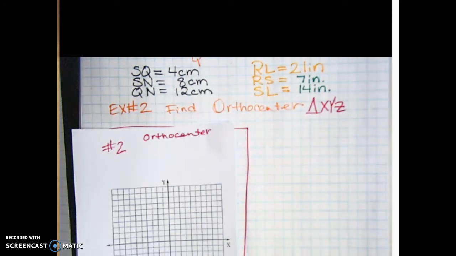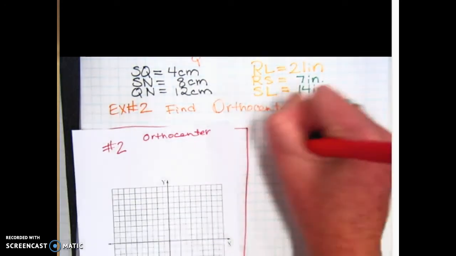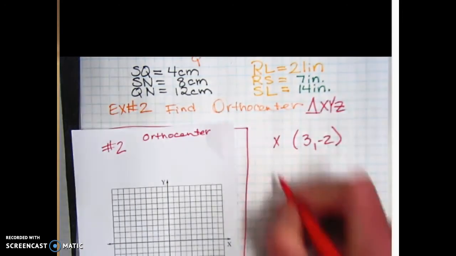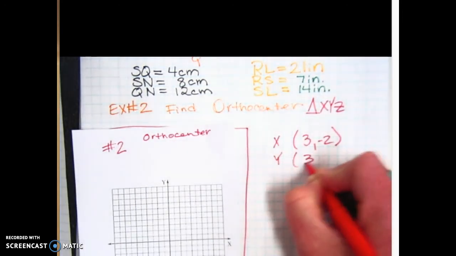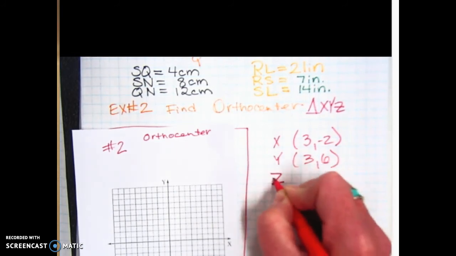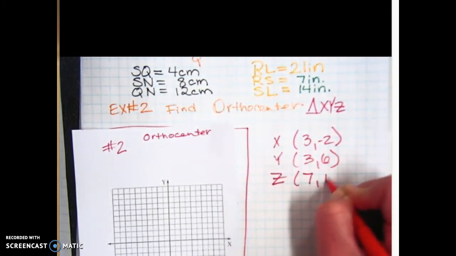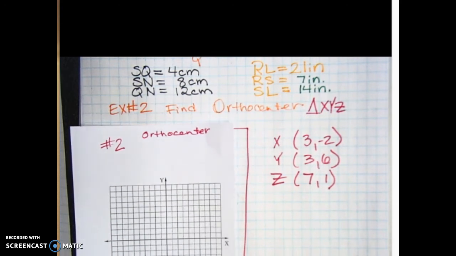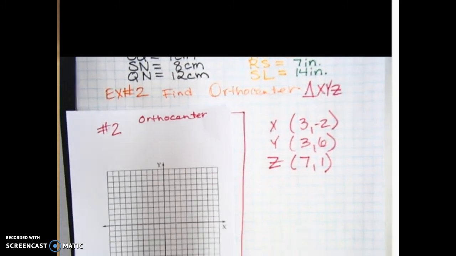And here are the points. X is at 3, -2. Y is at 3, 6. And Z is at 7, 1. Okay? So we've got some locations. What should we do with them? Plot them. Plot them. Good.